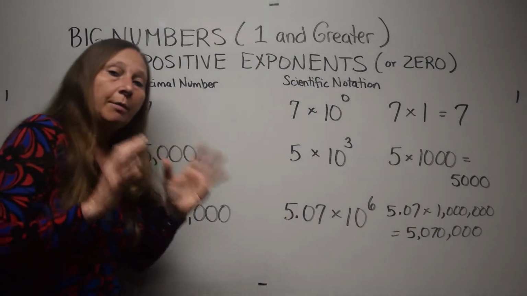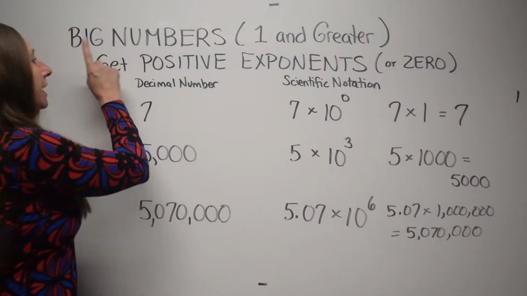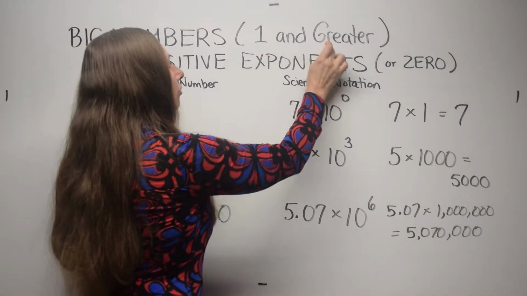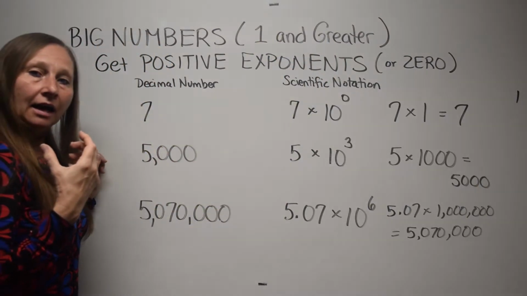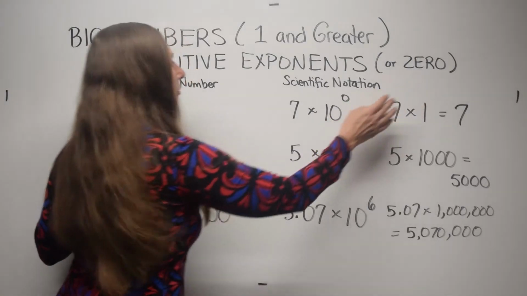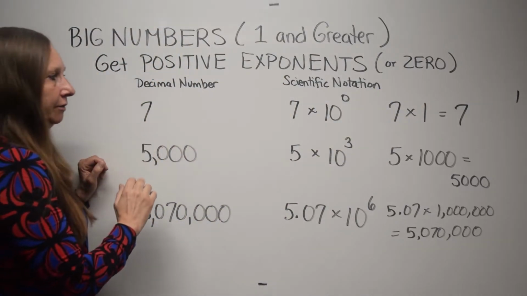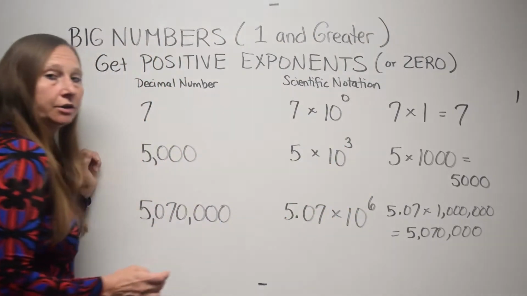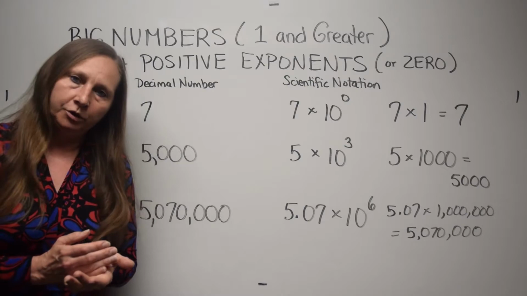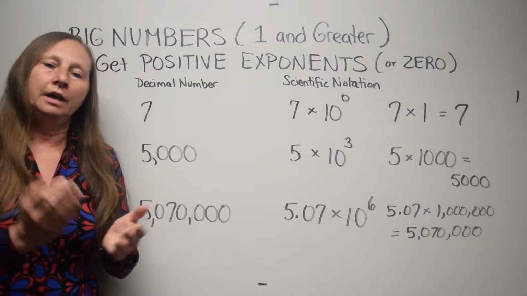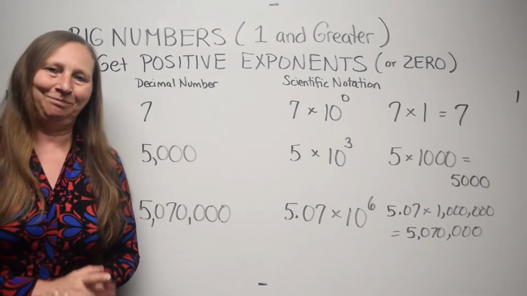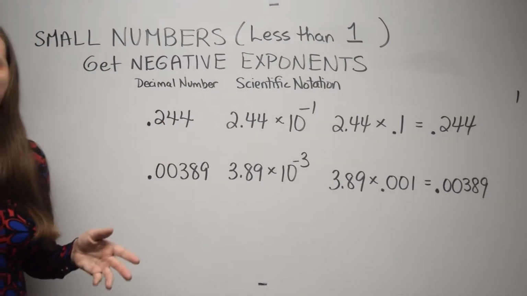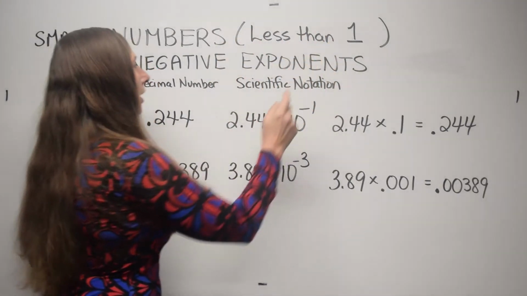All right, so to summarize here, big numbers, or very big numbers, that's going to be 1 or greater, will have exponents, either 0 or most of them positive. 10 to the 0, 10 to a positive number. Big numbers are going to have positive exponents. Keep that in mind. Now, for our purposes, small numbers will be defined as numbers less than 1.